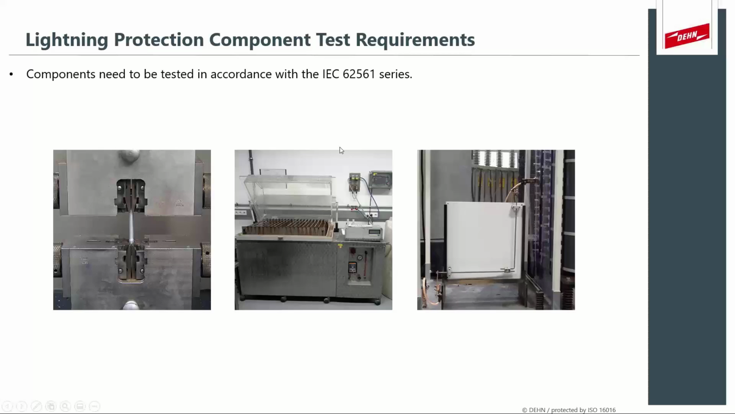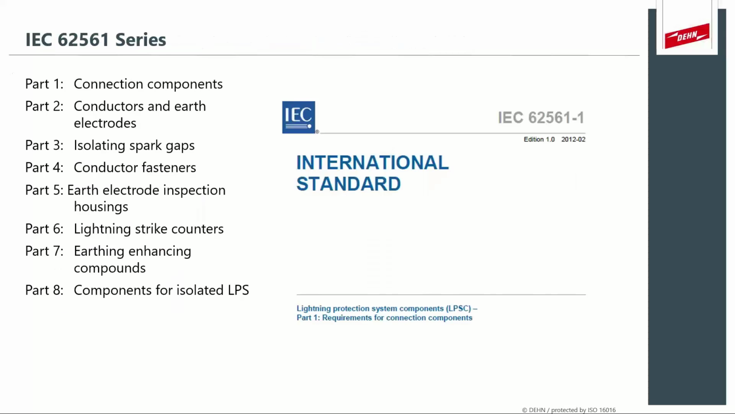What's important to note on the slide is that the testing standard that we use is known as the IEC 62561 series. It's been adopted by a lot of different countries all over the world, but the concept stays the same in most cases. Now, IEC 62561 is actually broken up into 8 parts. And for the purposes of this webinar, we will look at part 1, which is connection components, or the clamp, which you saw in this case.